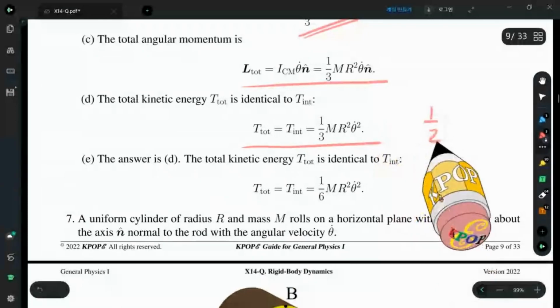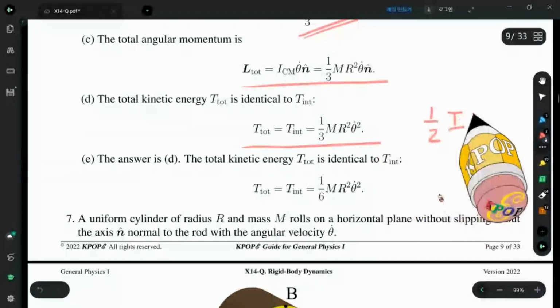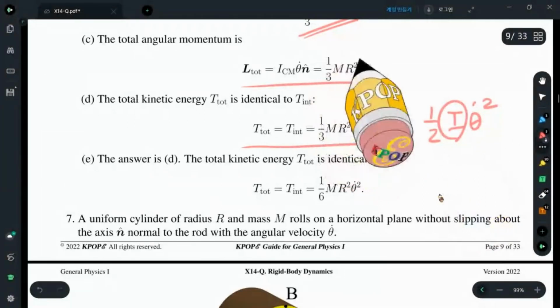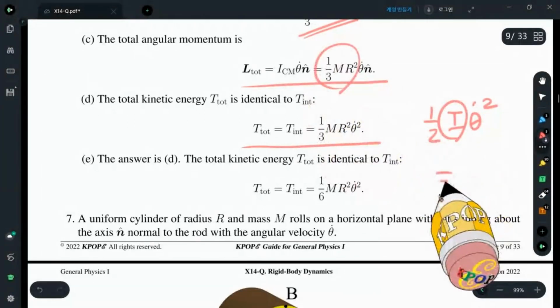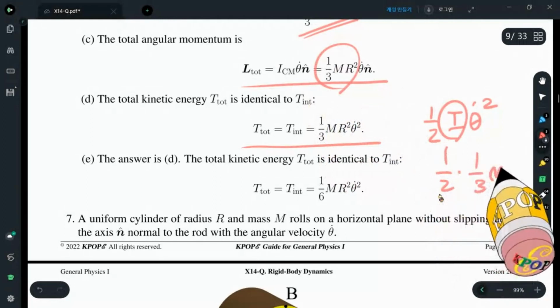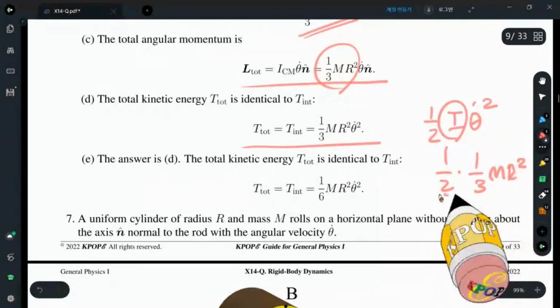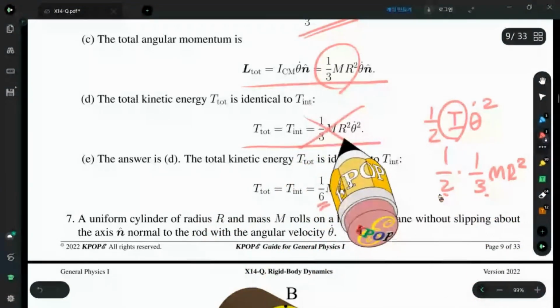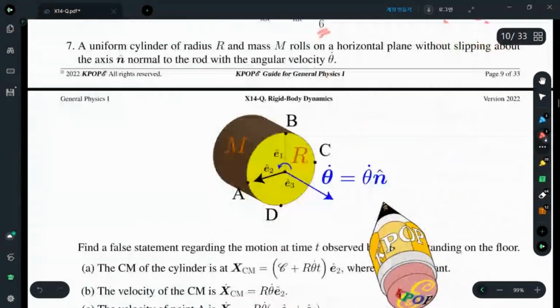This is wrong. It should be 1/2 I theta dot squared, right? I is 1/3 mR squared, so we have to multiply by 1/3 mR squared. So 1/6 instead of 1/3, right? Problem 7.